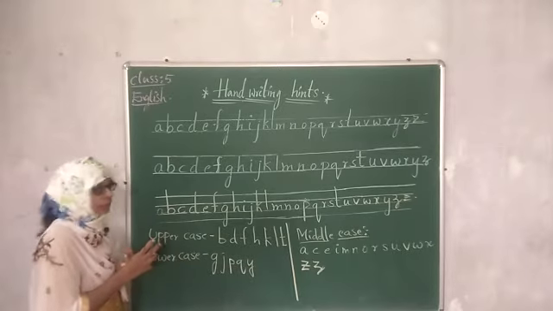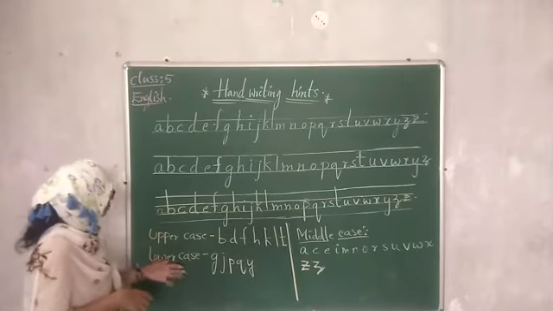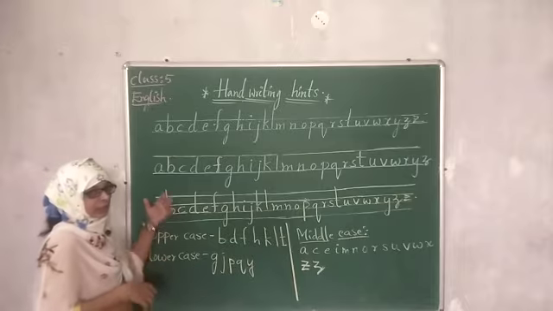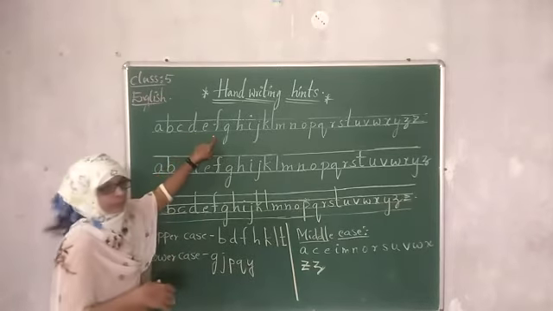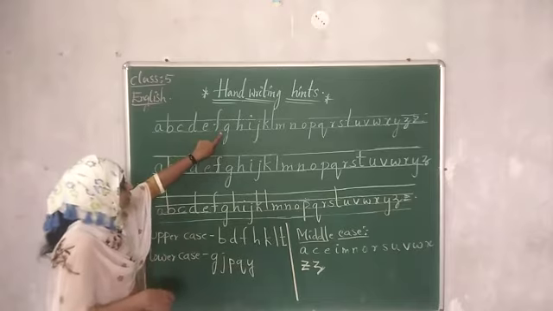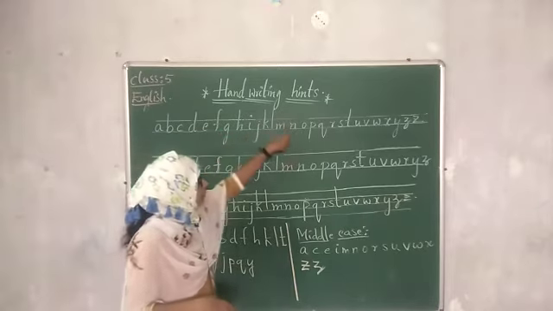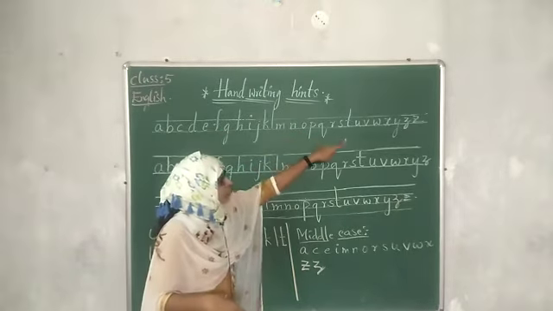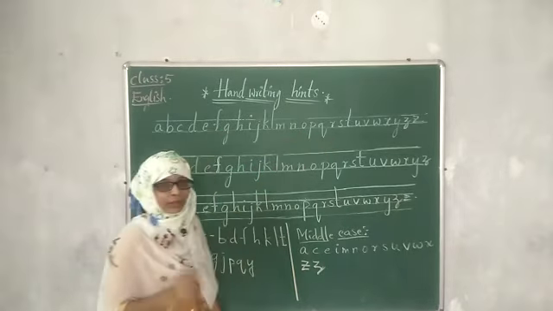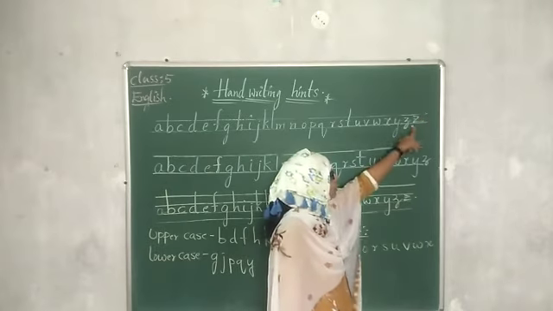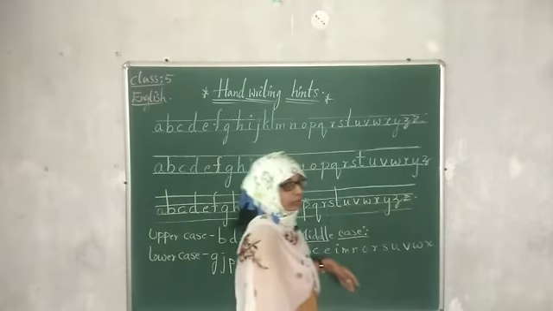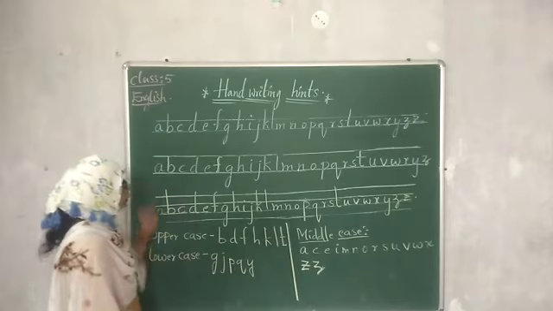Then what are lowercase letters? The letters which we write below the line. For example, G, J, P, Q, Y and Z. Z you can write in two ways: you can write it in the middle zone or you can write it in the lower zone. Okay, so this is about lowercase.